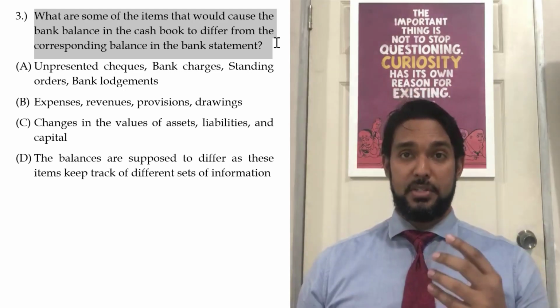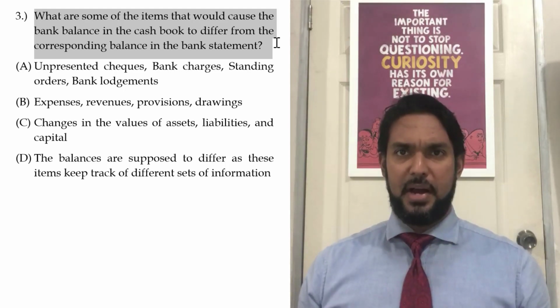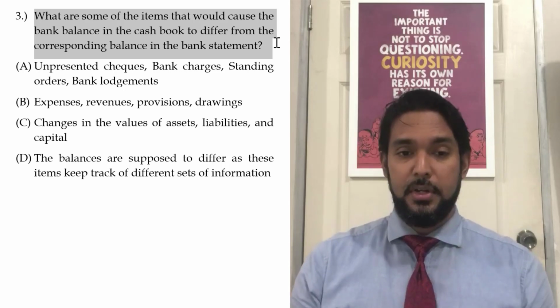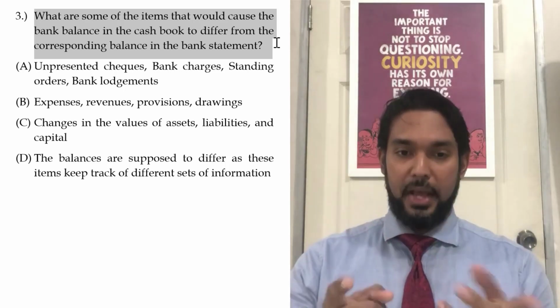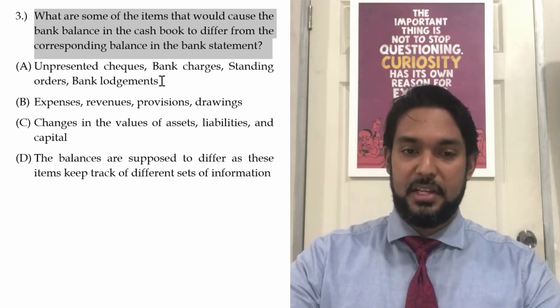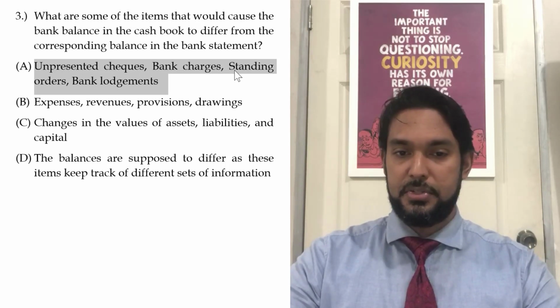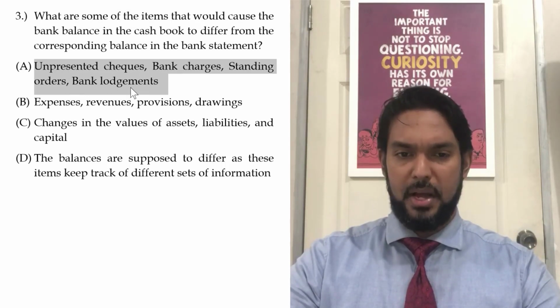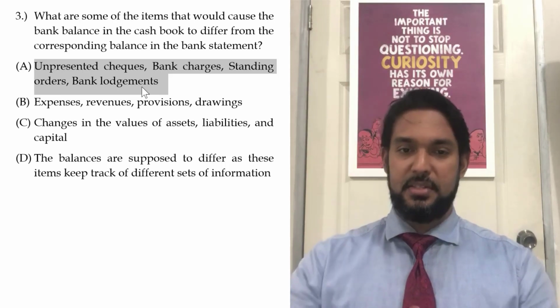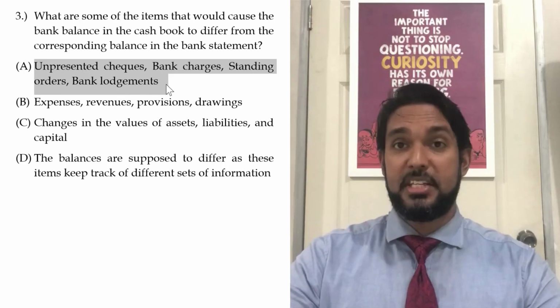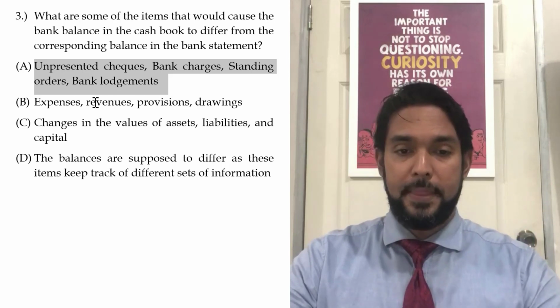Okay, so this is where some of y'all who may be familiar with bank statements would probably be able to read the answer. There are certain keywords, and actually I put it as option A: unpresented checks, bank charges, standing orders, bank lodgements. All right, so these are some of the items. So I will be explaining each of these items as we go along.